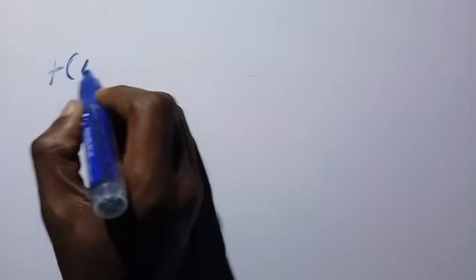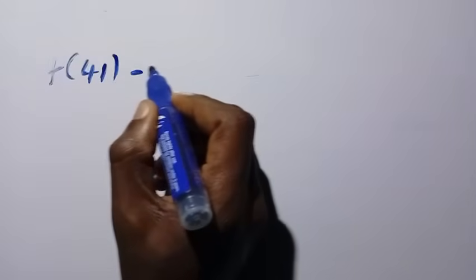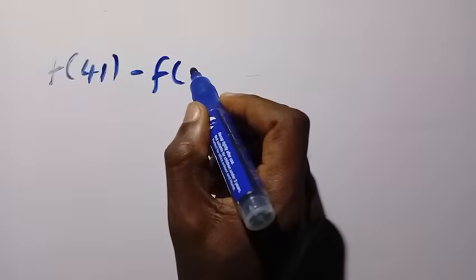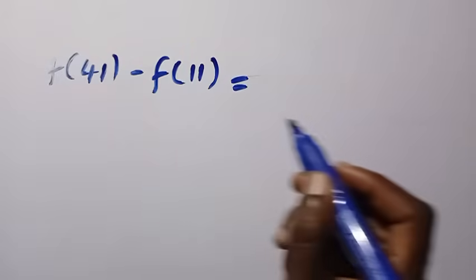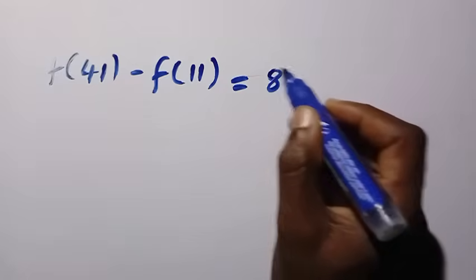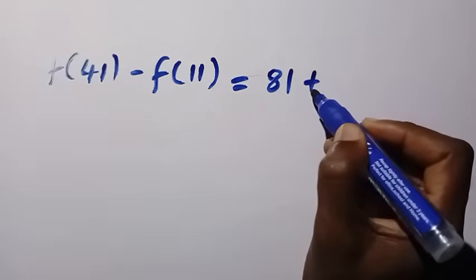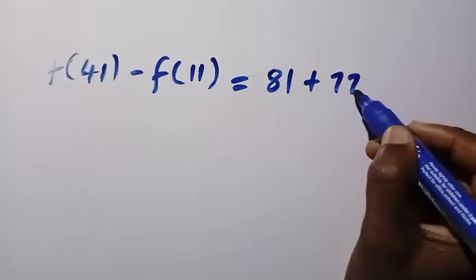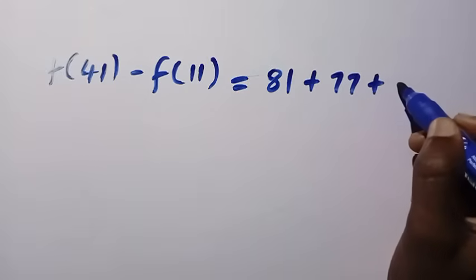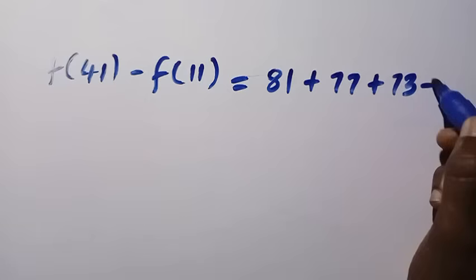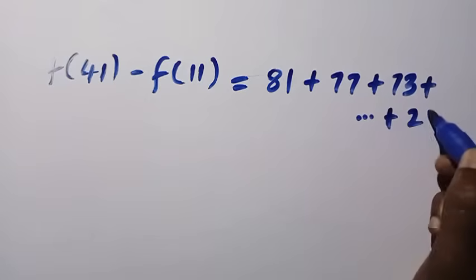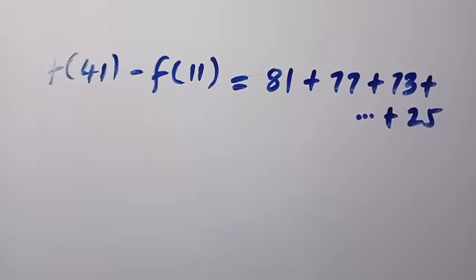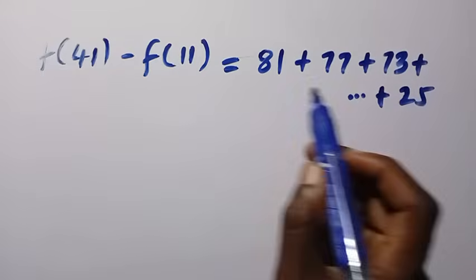Then we now have f of 41 minus f of 11. This equals all the values that we have on the other side, starting from 81 plus 77 plus 73 plus, that's how it keeps going till it reaches plus 25, which is the last term here. Then let's add all this together.